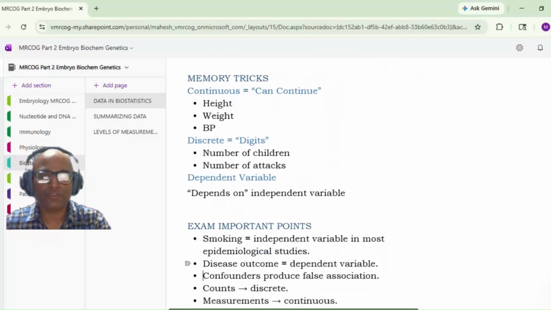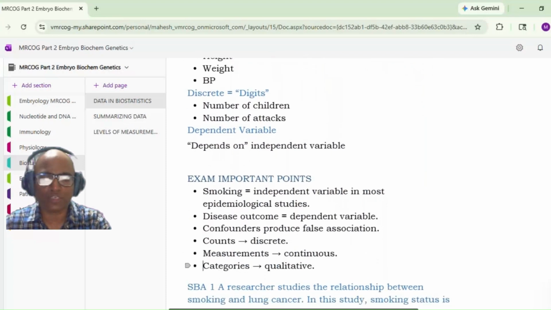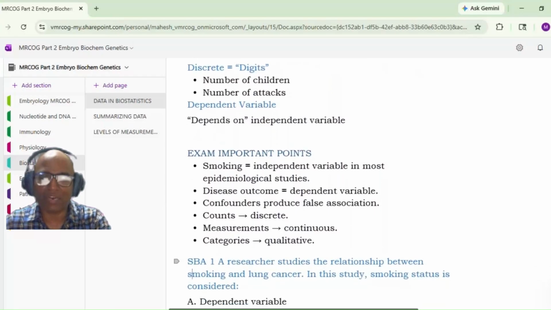From the examination point of view, smoking is most of the time used as an example in most of the scenarios. So smoking is an independent variable in most of the epidemiological studies. Disease outcome is a dependent variable. Confounders will produce false association. This also you should remember as a key point for the examination. Counts are discrete variables. Measurements are continuous variables, and categories are qualitative in nature.